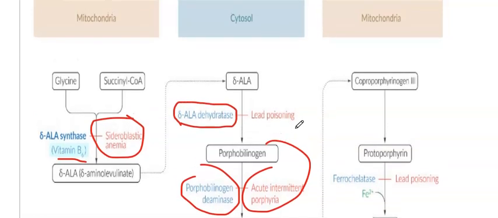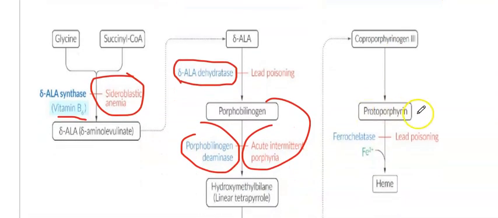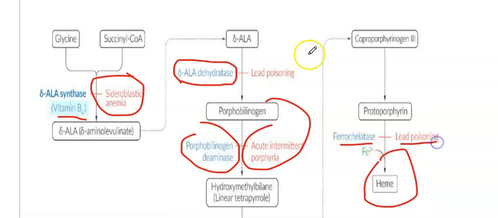Again, this coproporphyrinogen goes to the mitochondria, where it is converted into protoporphyrin. Then, in the presence of the enzyme ferrochelatase, iron is incorporated into the protoporphyrin to form heme. The defect in this enzyme, ferrochelatase, is due to lead poisoning.